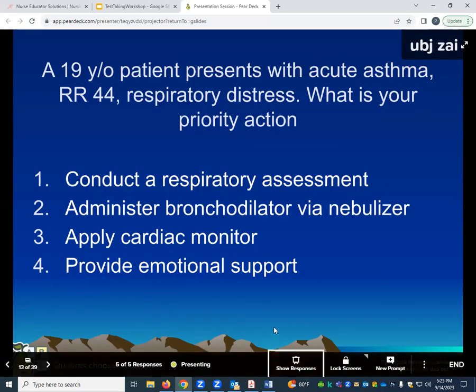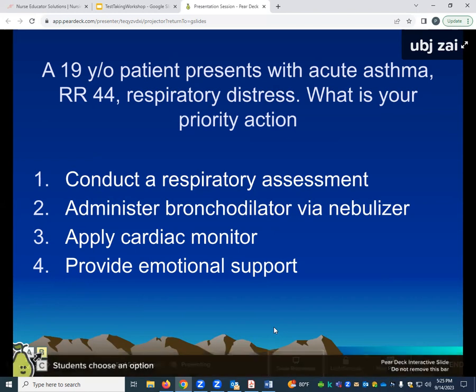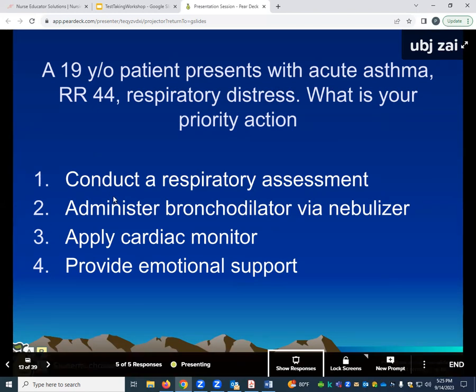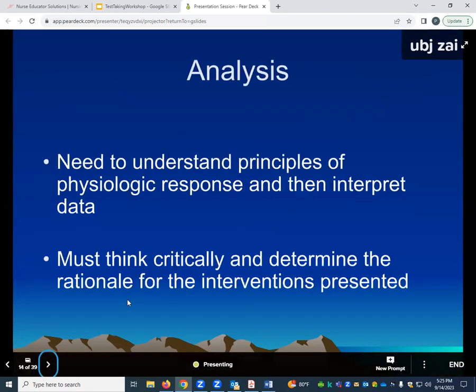Yeah, I said you all picked it. I know there's some people in here that have had this in class. So in this particular case, conducting a respiratory assessment is a waste of time. This patient is in acute distress. We need to open up the airway immediately. So in this case, you are not going to take the time to conduct that respiratory assessment.